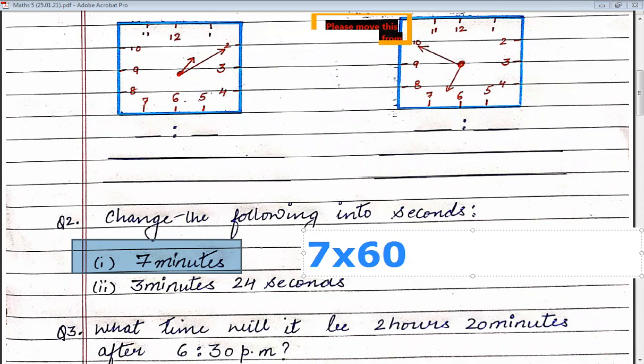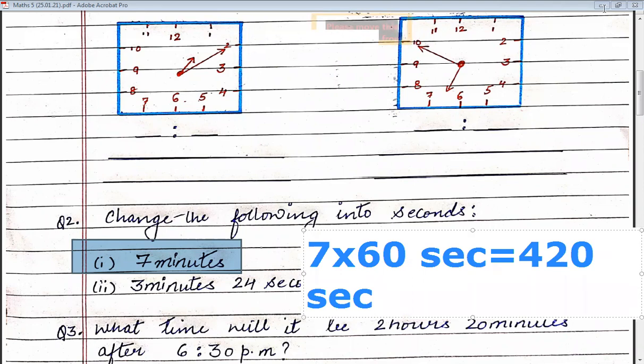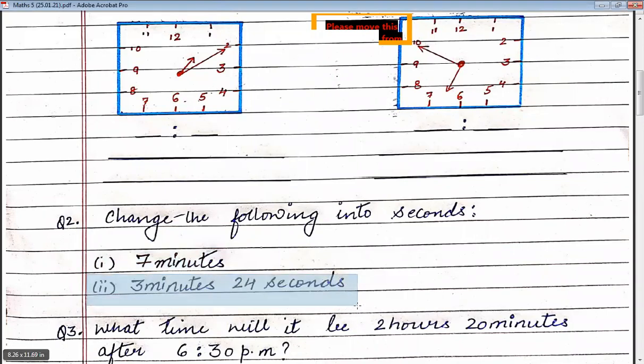When you multiply 7 with 60, your answer will come in seconds. So what will be your answer? 7 into 60, it's 420. So your final answer is 420 seconds. So it means 7 minutes is equal to 420 seconds. Is it clear, students? Let's move on to our second part, that is 3 minutes 24 seconds.